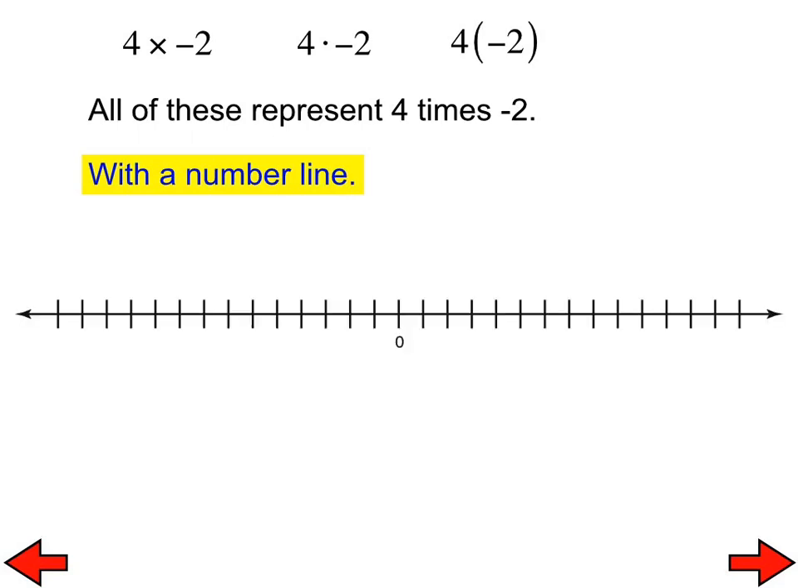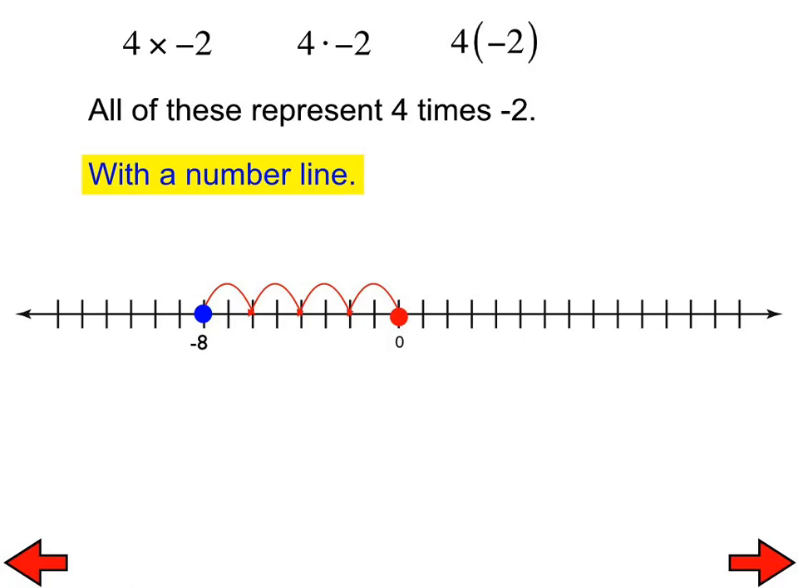Okay? We could also do this with a number line. With a number line, we're going to start at 0, and we're going to move in the negative direction 2 units at a time, and we're going to do 4 of those jumps. And that leads us to negative 8 on the number line.